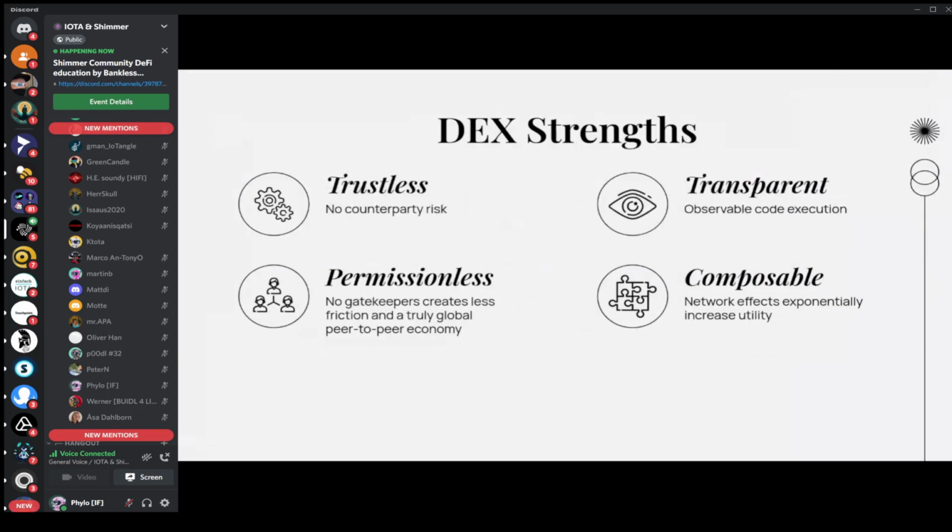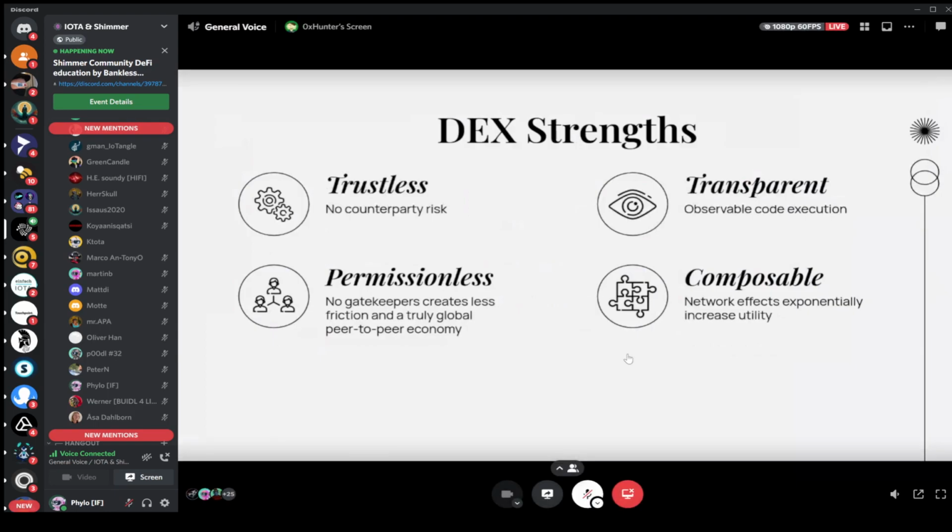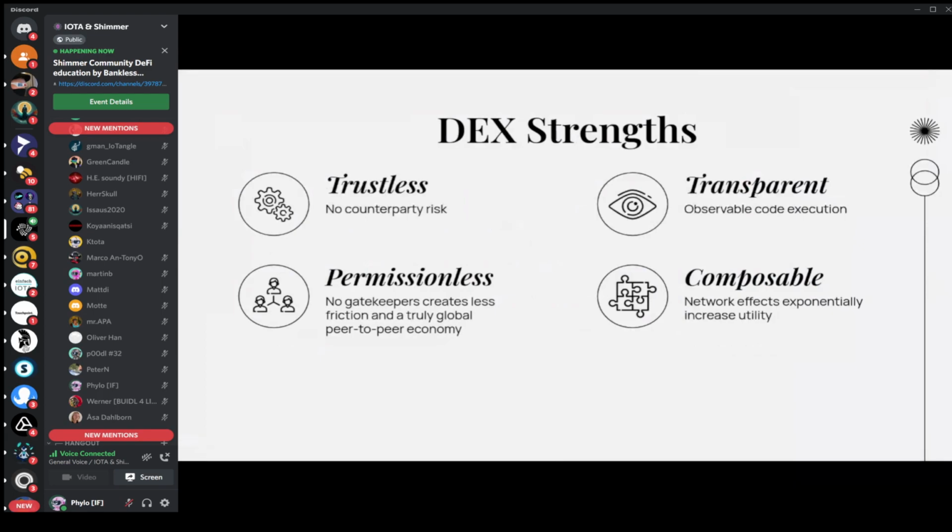The decentralized exchange strengths are that it's trustless. There's no counterparty risk. You're just interacting with smart contracts, and I'll talk about the weakness of smart contracts in a second. But also it's transparent. You can see all the orders and the code on the blockchain that's executing the order, so you can see exactly what's going to happen, and it will happen the way you expect. It's permissionless. There are no gatekeepers blocking people.